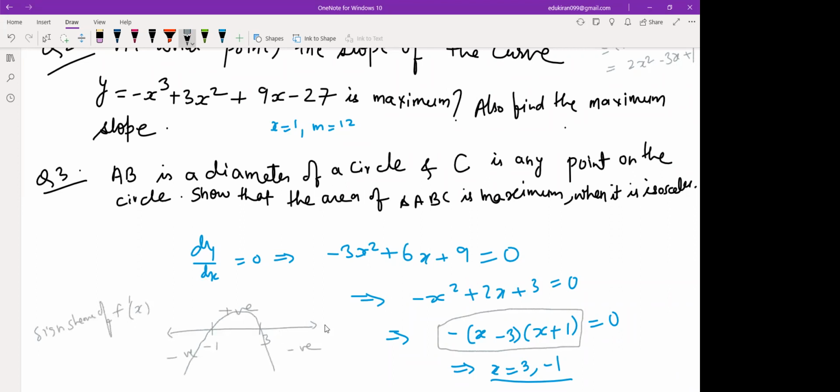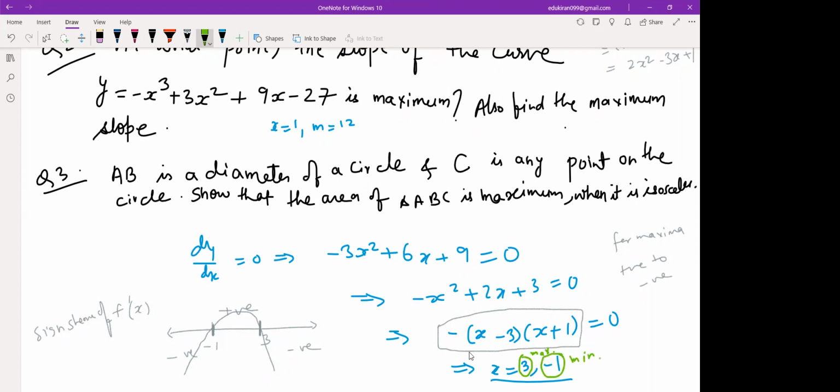Now in the final sign scheme of the first derivative, what you have to observe is that for maxima, the derivative should be changing from positive to negative, and in minima from negative to positive. So positive to negative it is changing at 3. At minus 1 it is negative to positive. So this will be the minima and this will be the maxima. So 3 is the maxima and minus 1 is the minima.